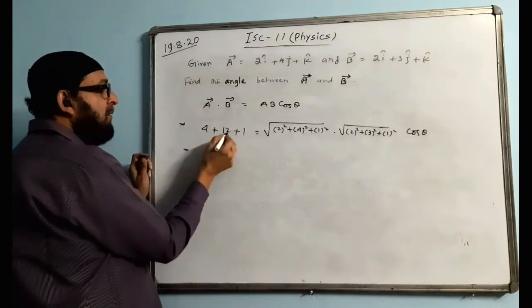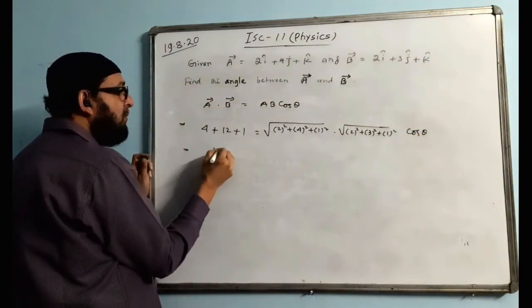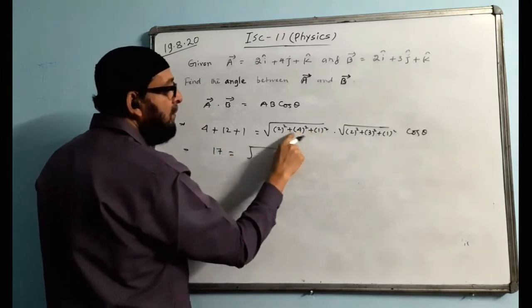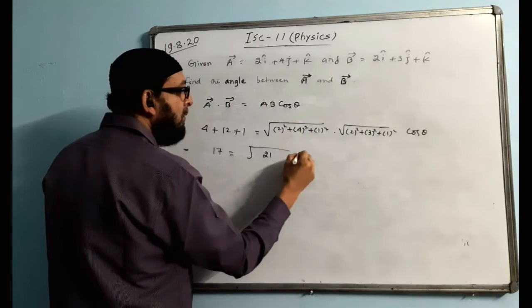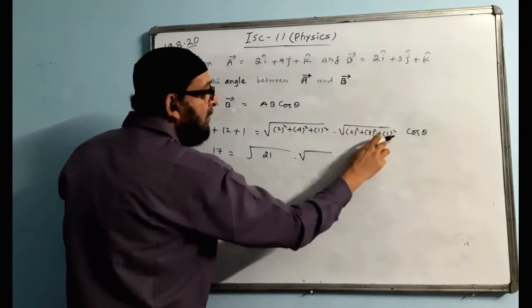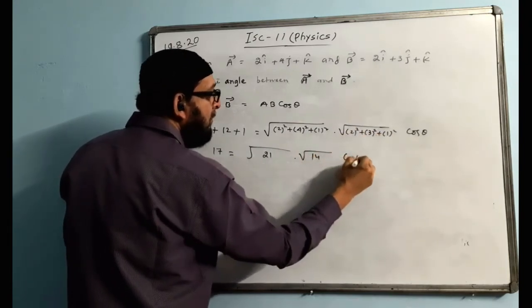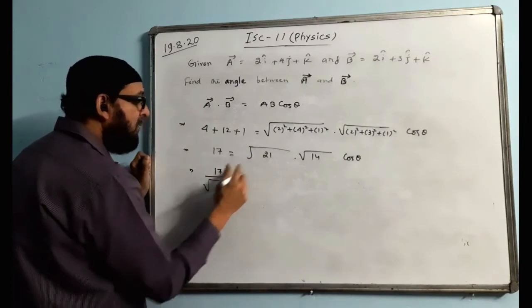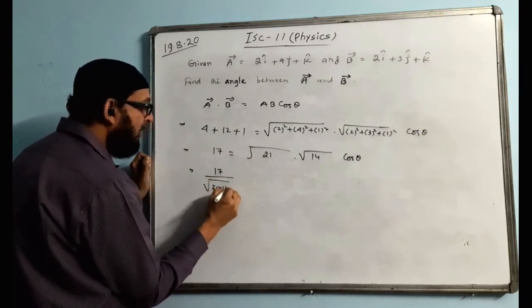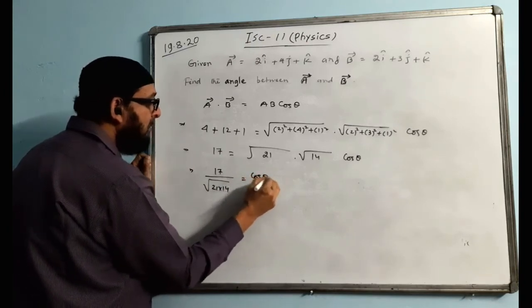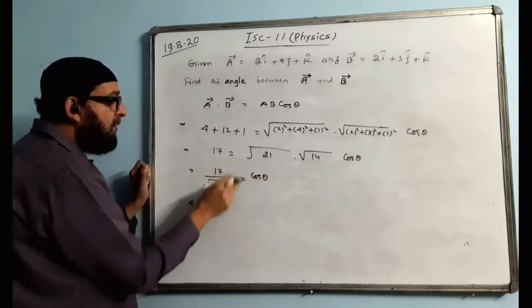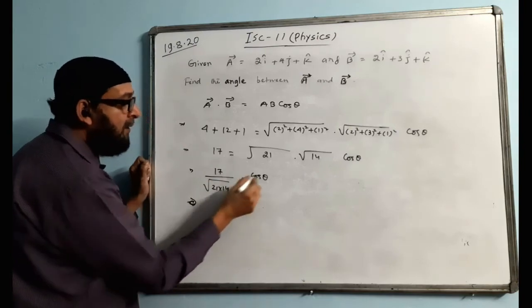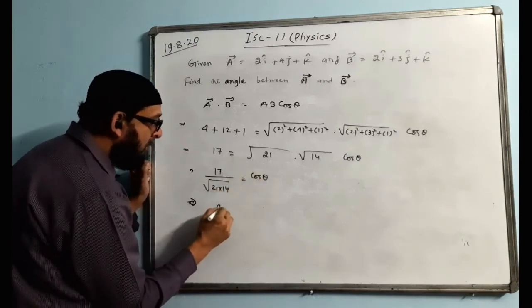Now we will take the answer of this. 13 plus 4 is becoming 17. Out here the answer is coming root 21, and here the answer is coming root 14, cos theta. Therefore 17 divided by root of 21 into 14 is equal to cos theta. We will calculate the value of this using a calculator in decimal places and then take the value of theta.